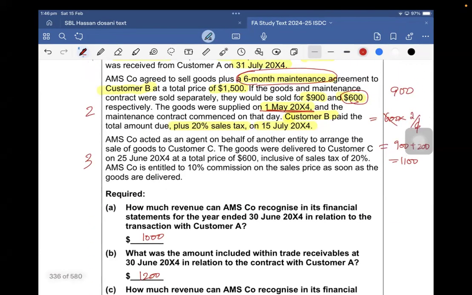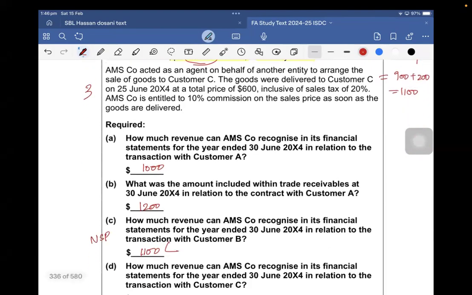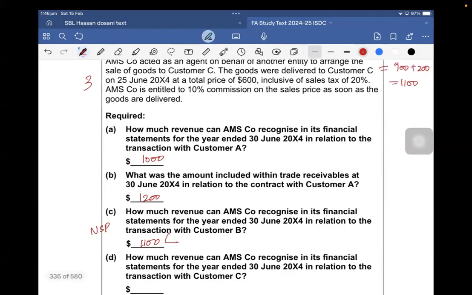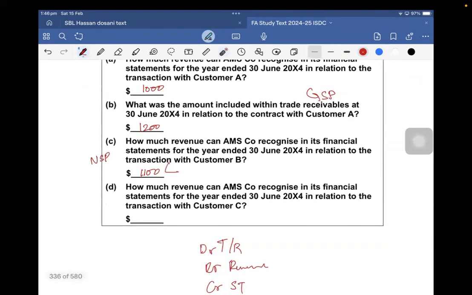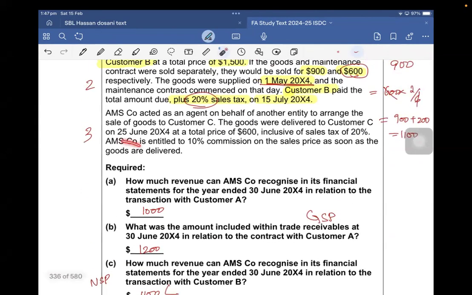And the tax percentage is given. You're going to take the amount given, into what to find, divided by what is given. Clear, no? To find the GSP, gross selling price. Understood, no? Next is D. What is D asking you? It can be from this scenario.